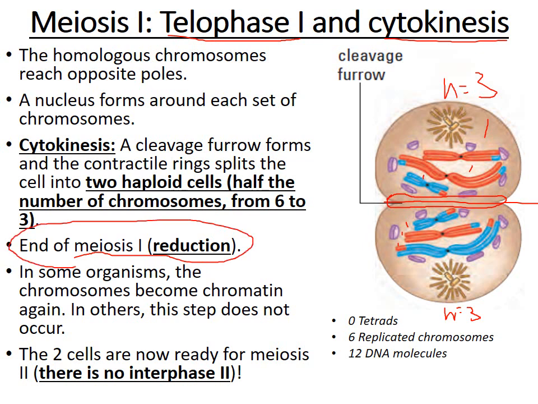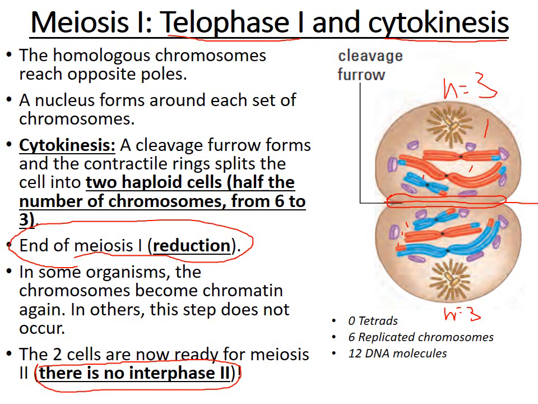So we have our telophase happening, and sometimes the chromosomes become chromatin again, and then they recondense and go back into meiosis 2, and other times they don't become chromatin again, so they can just go straight into meiosis 2. But the idea is that there's usually no interphase 2. There's no interphase between meiosis 1 and meiosis 2. So for the purpose of this course, we're going to go with, after meiosis 1, those 2 cells that are produced, they're going to go straight into meiosis 2.